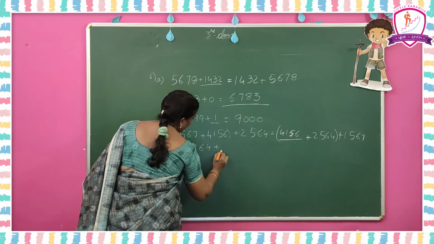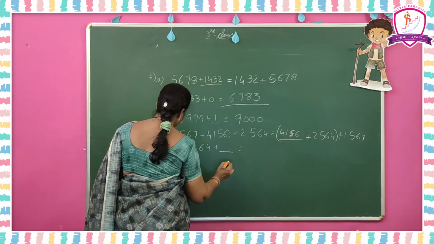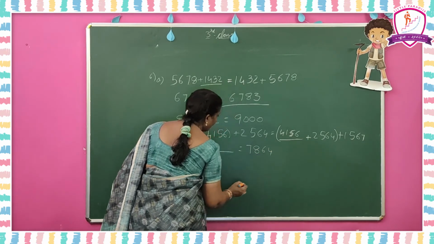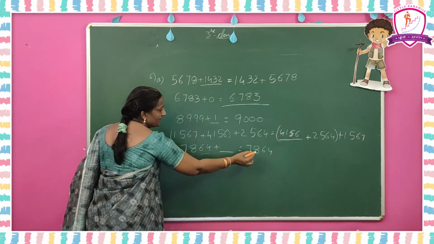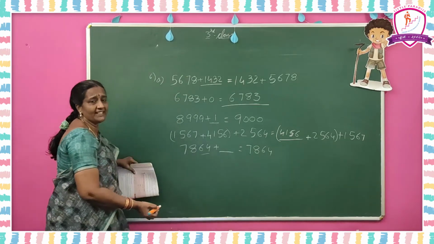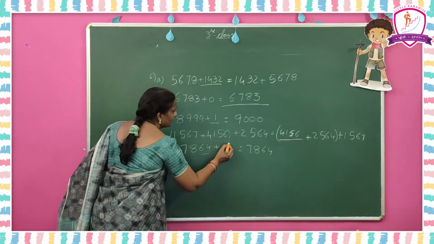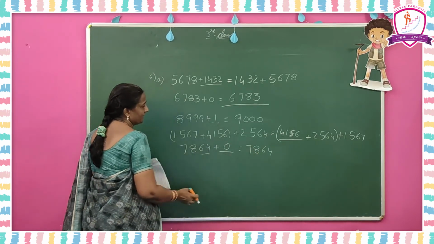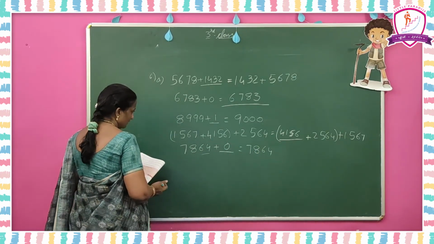Okay. Next, 7,864 plus dash is equal to 7,864. What will happen? The number remains same. When would the number remain same? If we add 0 to any number, the number will remain same.